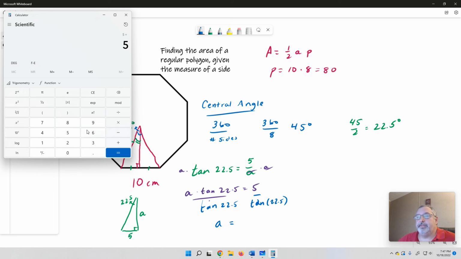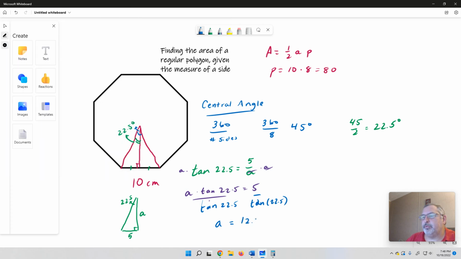So we're going to do 5 divided by. For my calculator, I have to put the angle in first, then hit the ratio, and then hit enter again. So make sure you understand the functions of your calculator. I'm dividing by the tangent of 22.5. Then once I hit enter, I'll get 12.1, which is what I'm going to use. 12.1 is my apothem.